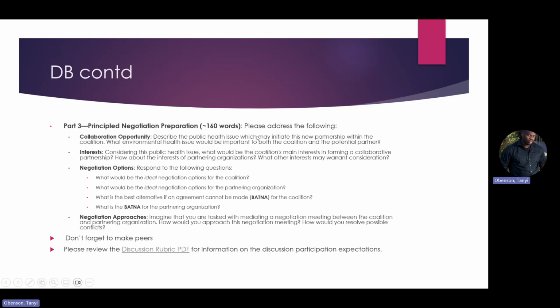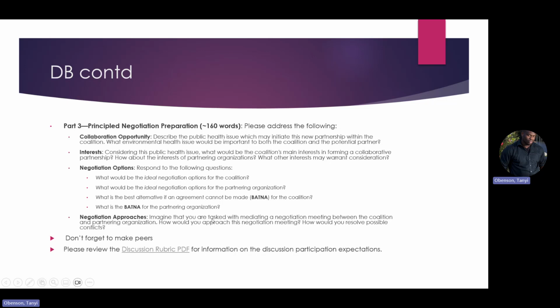So describe the public health issue which may initiate a new partnership with the coalition. Interests: considering this public health issue, what could the coalition's main interest be in forming a partnership? Negotiation options: what will be the ideal negotiation options for both the partnering organization and for the coalition? And then you're going to look at BATNA, which is the best alternative to a negotiated agreement for the coalition. What is the BATNA for partnering organizations?